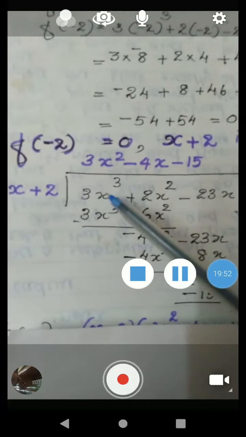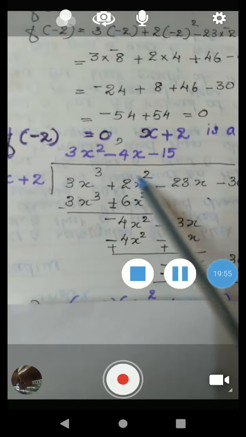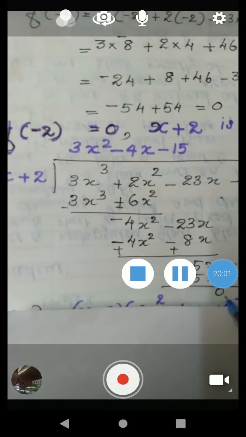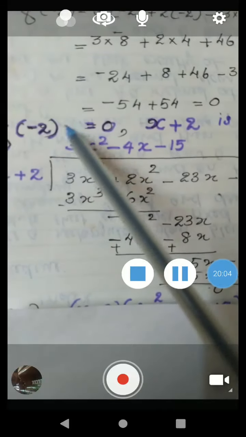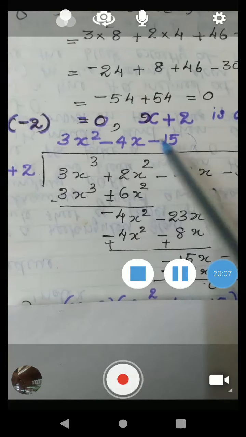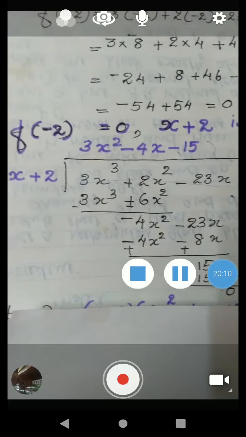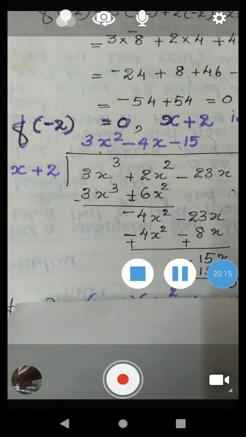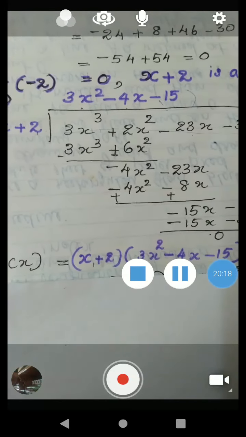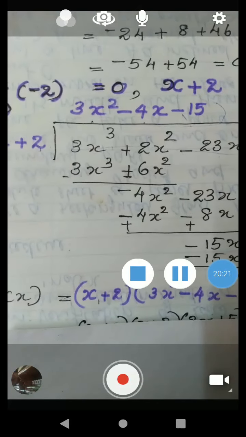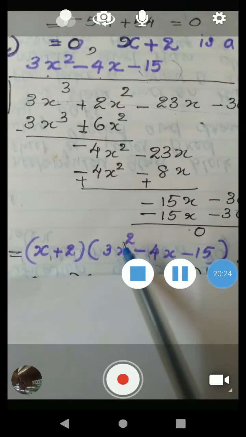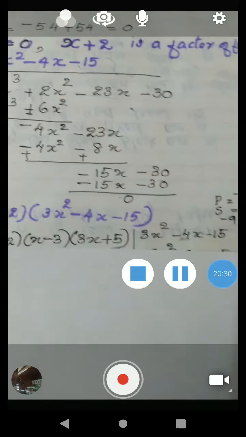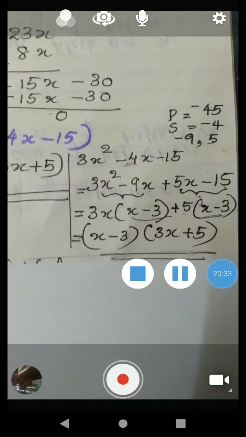Look. Now this expression, this is what is given, divided by x plus 2, remainder is 0. We get the quotient 3x square minus 4x minus 15. Therefore, this fx is equal to x plus 2 into 3x square minus 4x minus 15. Okay, that is the next step. Again, you can factorize this trinomial using product and sum. Okay, here you can see the steps.